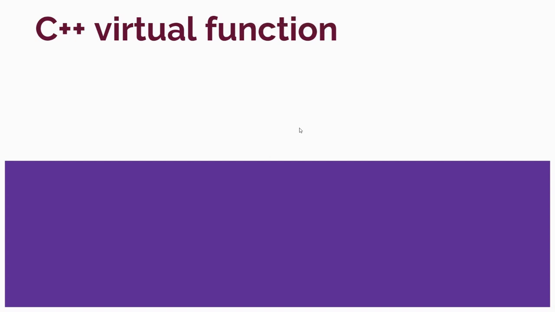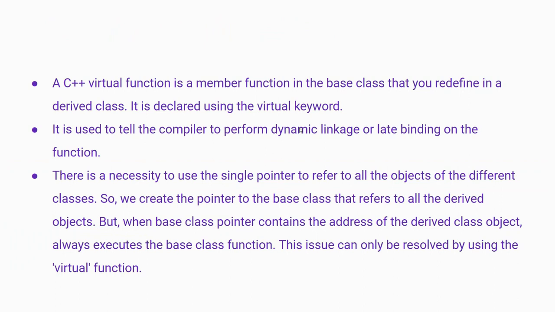Today we will discuss C++ virtual function. A C++ virtual function is a member function in the base class that you redefine in a derived class. It is declared using the virtual keyword. It is used to tell the compiler to perform dynamic linkage or late binding on the function.